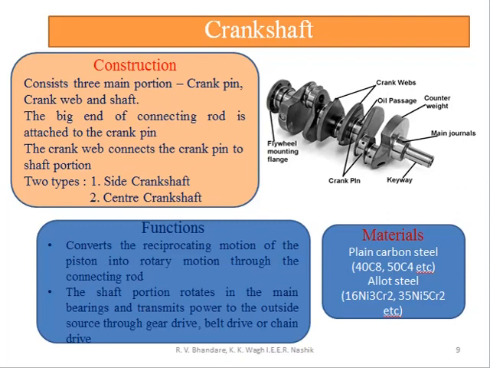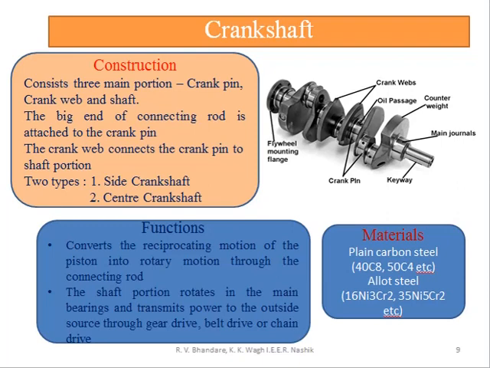We know that the big end of the connecting rod is connected through the crank pin to the crankshaft. The crank web connects the crank pin to the shaft portion. Generally we see two types of crankshafts, the side crankshaft or the center crankshaft. What are the functions basically performed by the crankshaft? It will convert the reciprocating motion of the piston into rotary motion through the connecting rod.